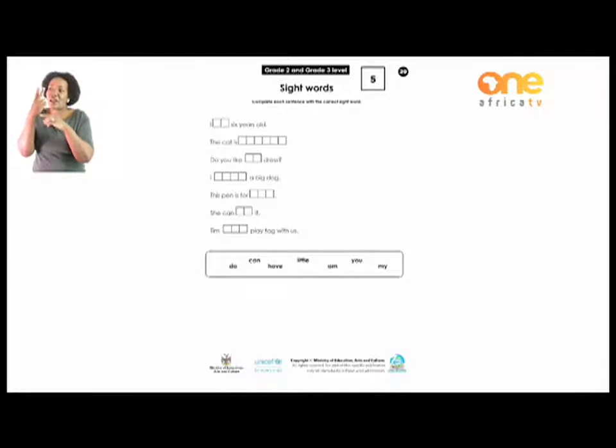So let's try the first one. I do 6 years old. Does it make sense? No. Let's try the next one. I am 6 years old. That is correct. So you fill in the word am. I am 6 years old. So you continue the activity by filling in the correct sight words in the spaces provided for you. Thank you.